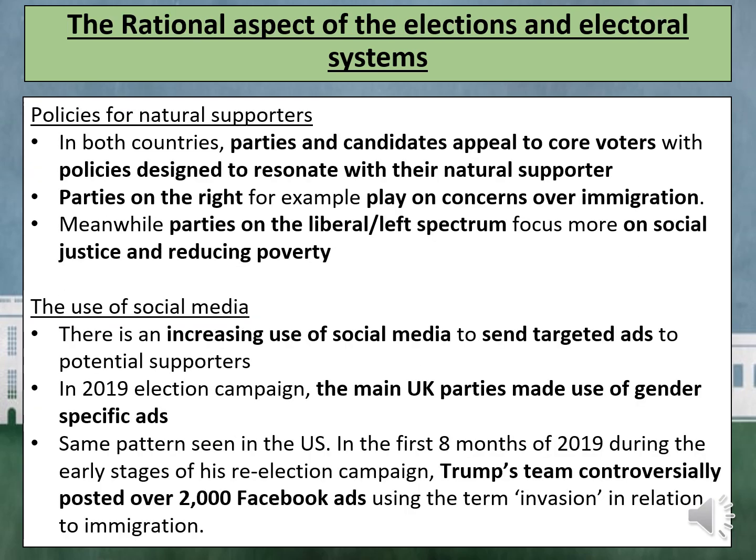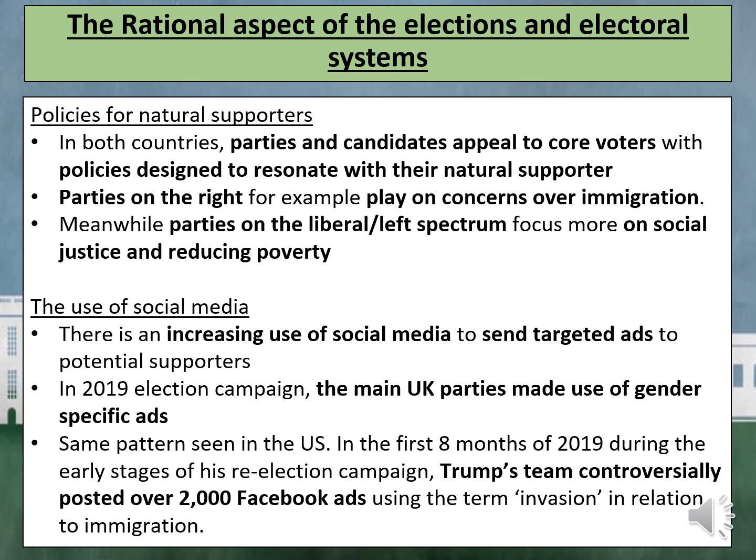Cultural and structural differences, in turn, impact on campaign strategies and the paths parties take to maximise their chances of victory at the polls. There are clear similarities here. For example, there are policies for natural supporters. In both countries, parties and candidates appeal to core voters with policies designed to resonate with their natural supporters. Parties on the right, for example, play on concerns over immigration. The Republicans under Trump promised to tighten up the Mexican border through construction of a wall and to speed up the removal of illegal immigrants.